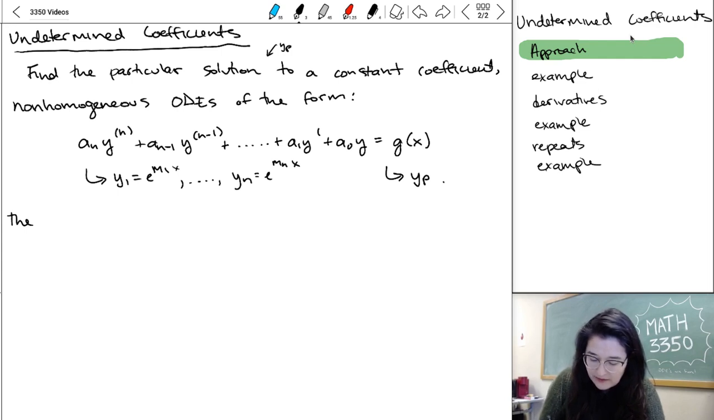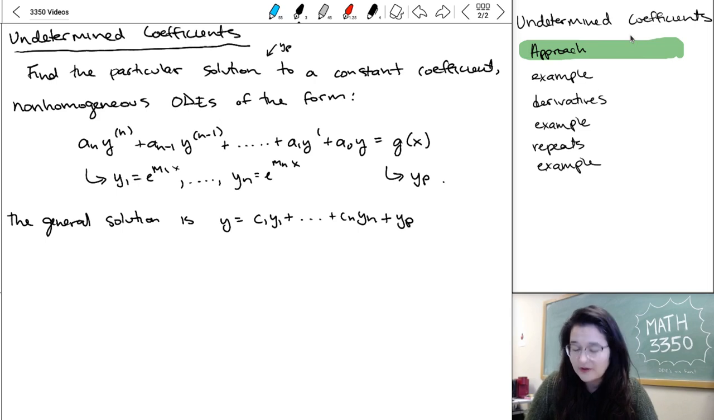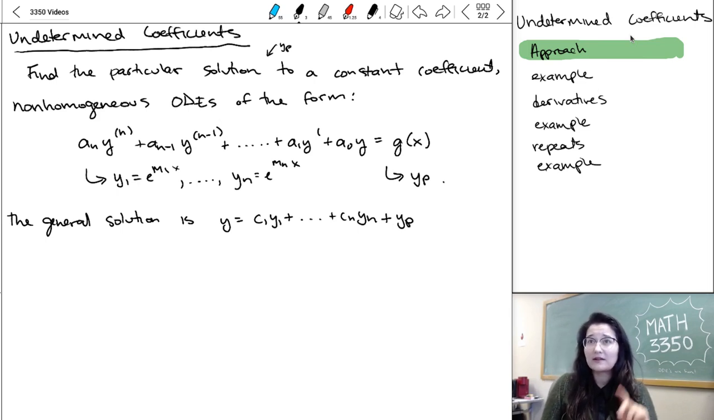And then once we have those pieces, we can write out the general solution, which is going to be y equal to c1 y1 down through cn yn, just like we'd have for the regular constant coefficient problem. And then all we do is we add that y sub p because of that superposition idea we discussed at the very start of this chunk of videos.